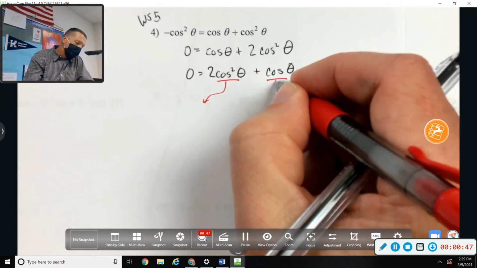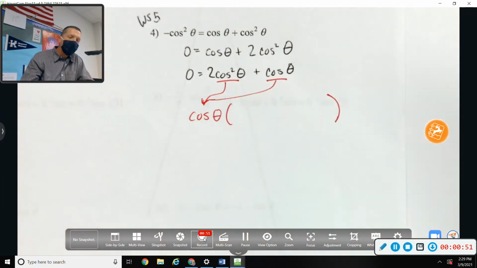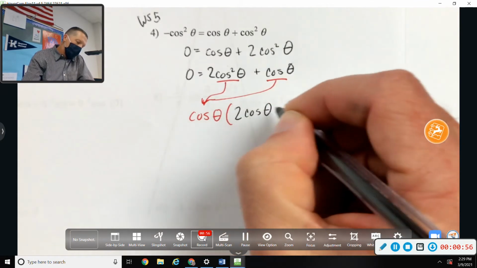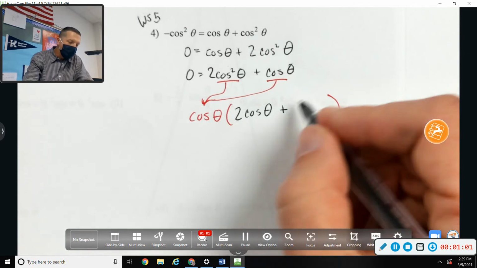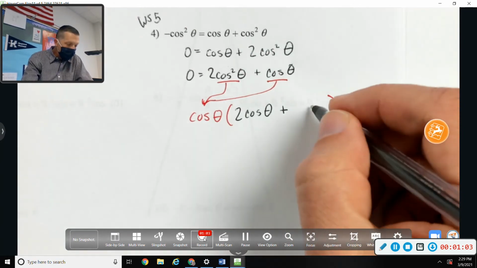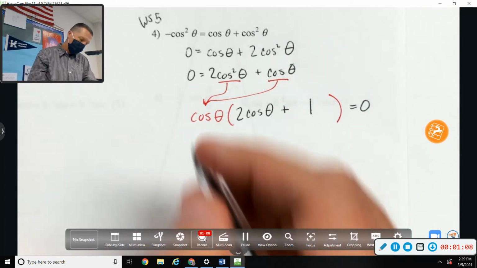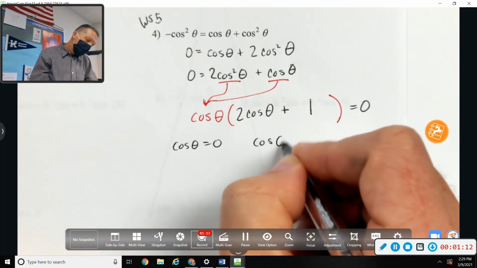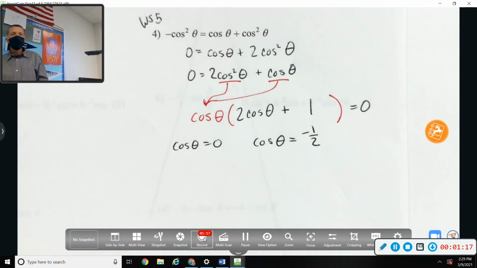Well, they both have a cosine in them, so let's factor out a cosine, a GCF. So 2 cosine theta. What needs to go in the second blank? 1. So cosine of theta equals 0. And cosine of theta equals negative 1/2. Right, subtract the 1, divide by 2. And then both of these are unit circle things.